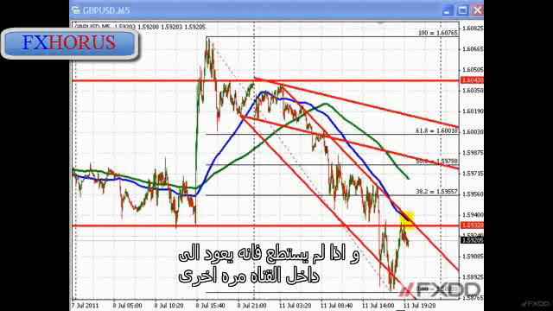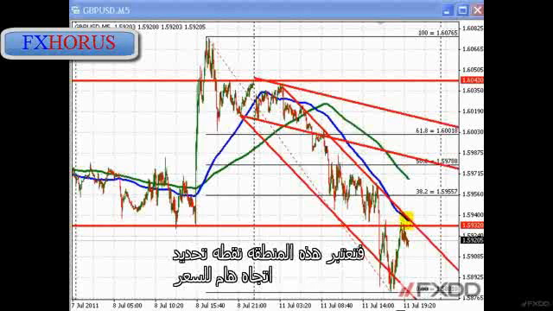So if it can't get through that level, guess where we're going? We're going to continue the trend to the downside. So watch this area right here. If the market can't get above that level, or if you're inclined to sell the market, that's your stop. A move above that level should lead to further upward momentum, with the 38.2 and the 200-bar moving average the next target.